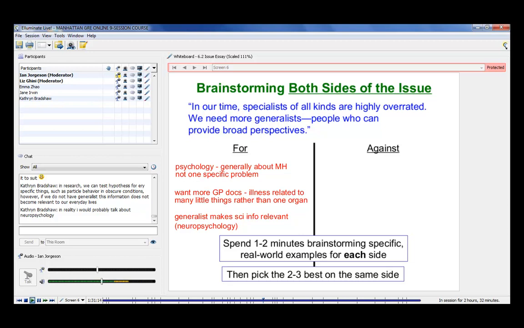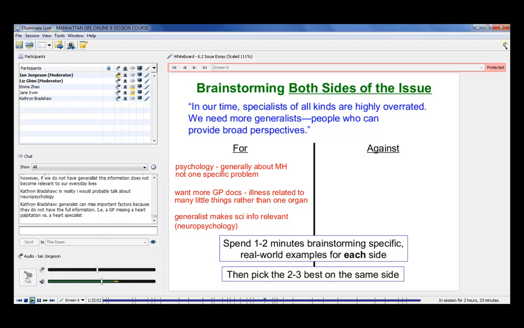So give me the against. Tell me why we want more specialists, or why generalists we don't want. It could go either way. Come on, I want at least two good examples against this. Jane, what do you think? I'm not getting much from you in terms of examples.